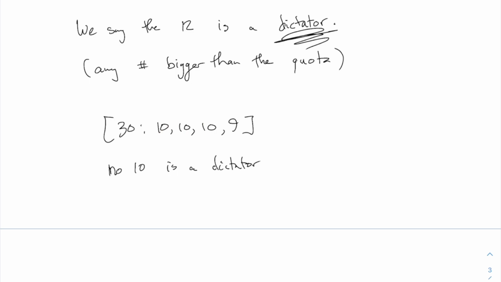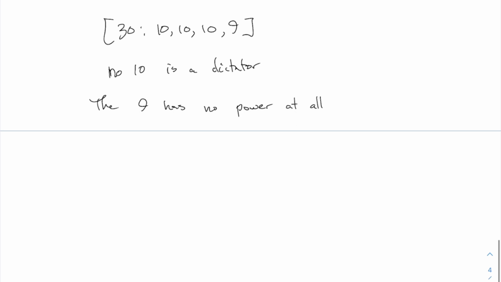None of the 10s is a dictator, but you can say something special about the 9. The 9 has no power at all. That is, there is no scenario in which the vote of this 9 makes any difference in this setup. So the 9 has no power at all, and there's a word for that too. It's kind of like the opposite of a dictator. The dictator has absolute power. This person has no power at all.